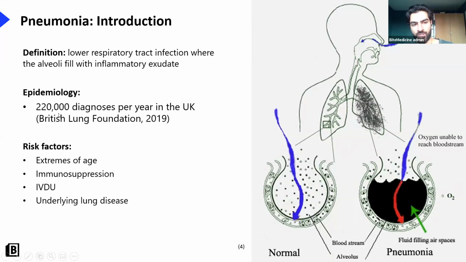It's fairly common, 220,000 diagnoses per year in the UK in 2019. Risk factors include extremes of age. Of course, immunosuppression is a risk factor for any infection. IVDU, so intravenous drug abusers, and patients who have any underlying lung pathology like COPD or cystic fibrosis, for example, are more susceptible to pneumonia.